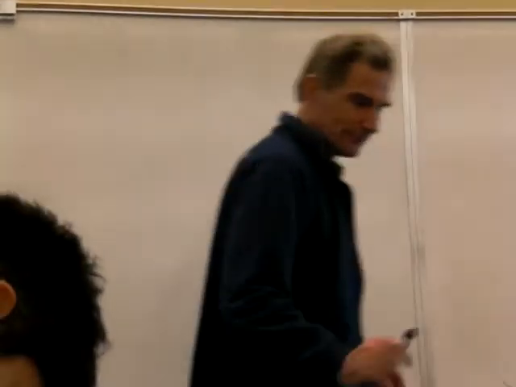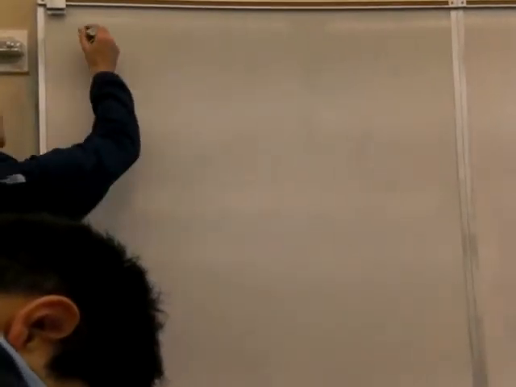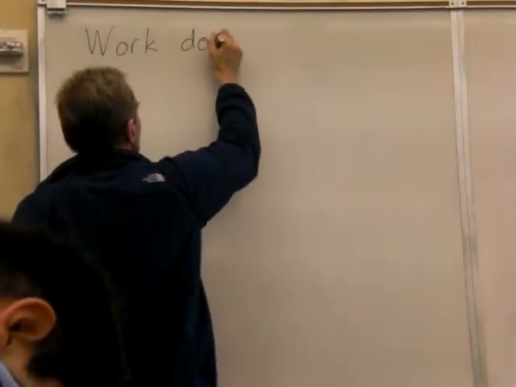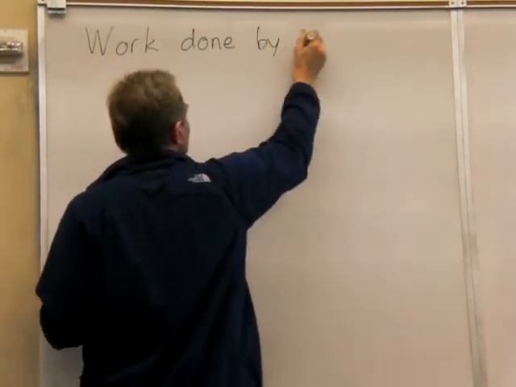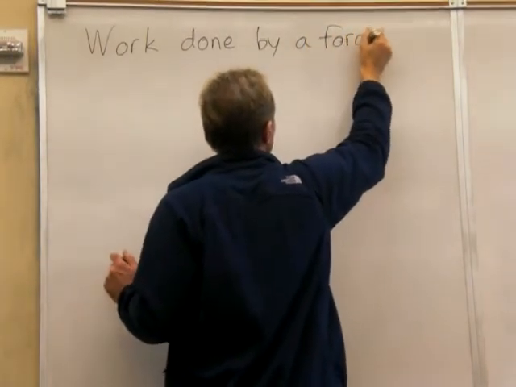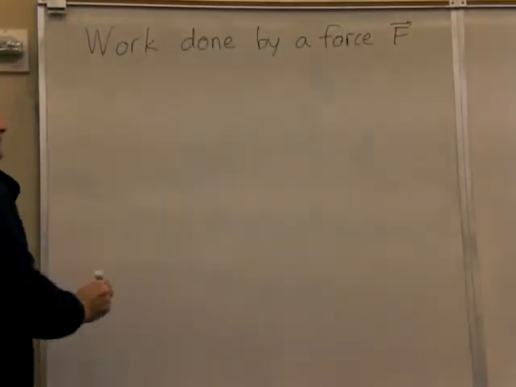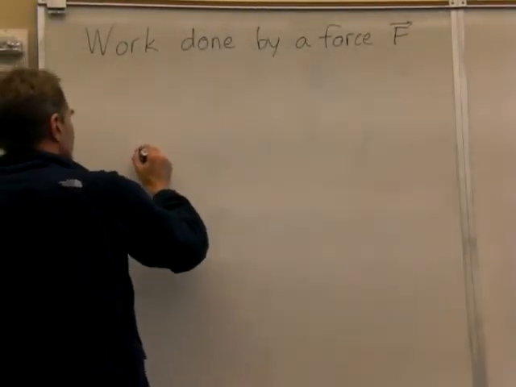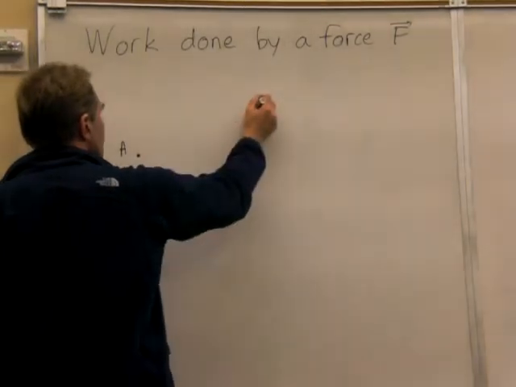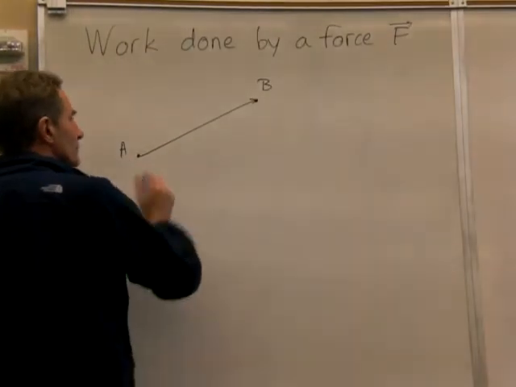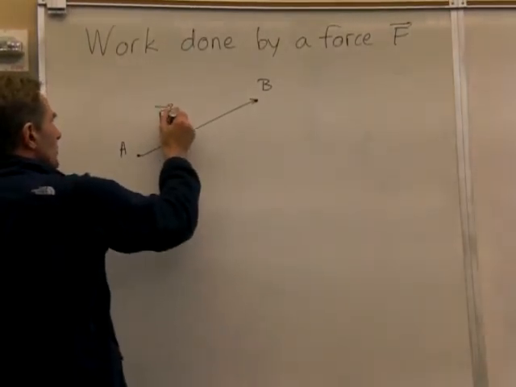So a quick review of what we need to know. So what is the work done by a force? Force dot distance. Correct. So if I go from A to B, this is the displacement. So RAB would be the displacement.